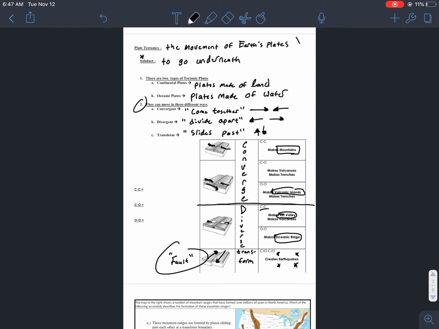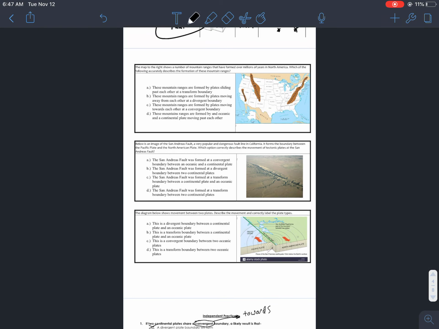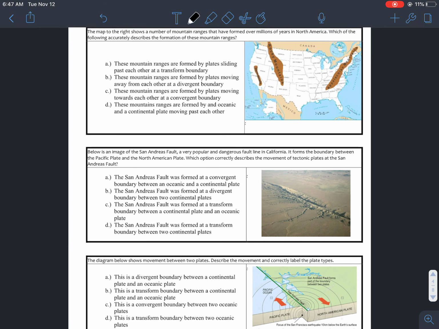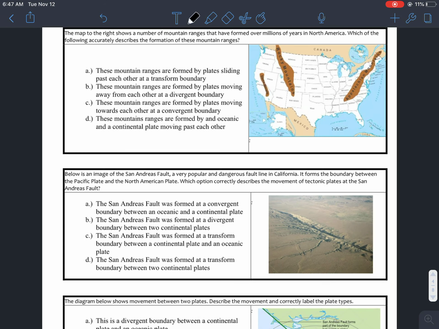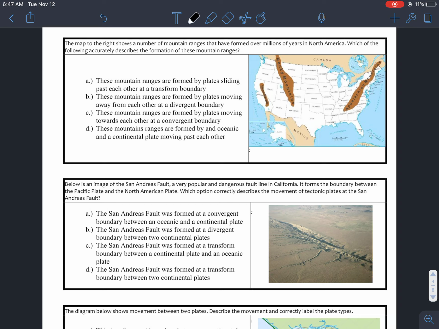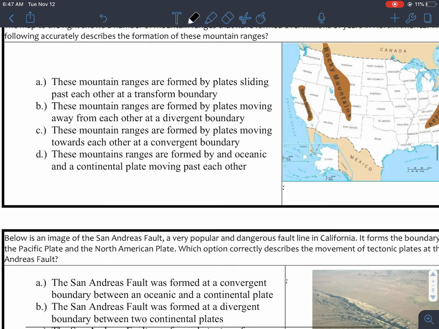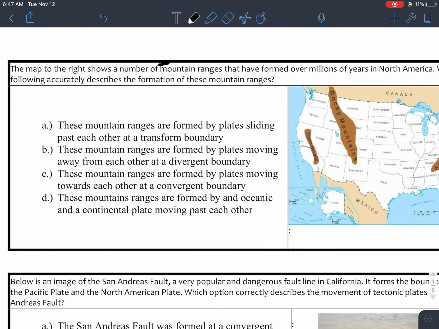All right? Flip your page with me. We're going to do one guided practice problem together. Then you are going to try the next 2, okay? Let's read the top question. The map to the right shows a number of mountain ranges that have formed over millions of years in North America. I need you to circle the word mountain because that appears somewhere in our graphic organizer.